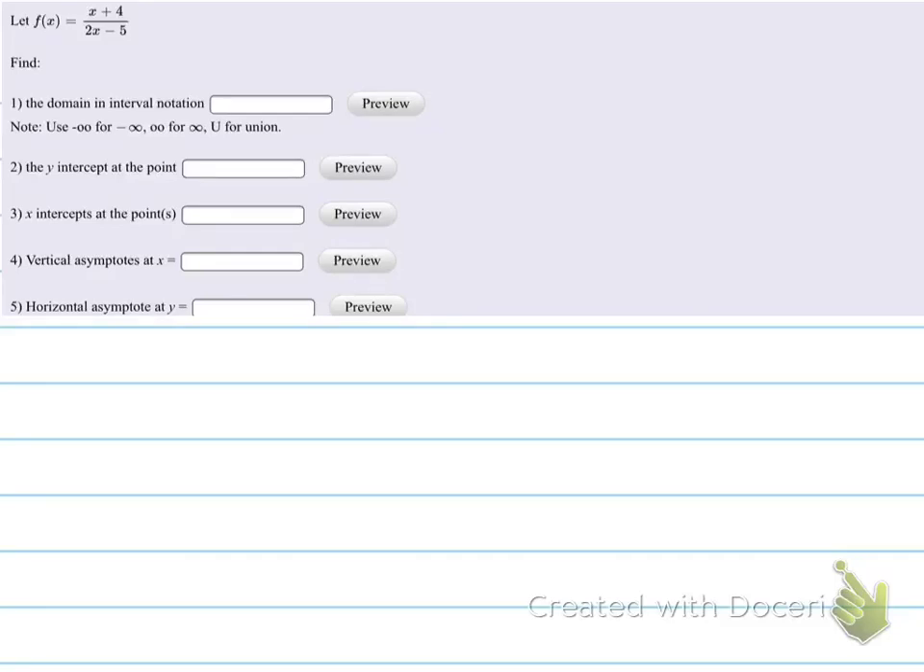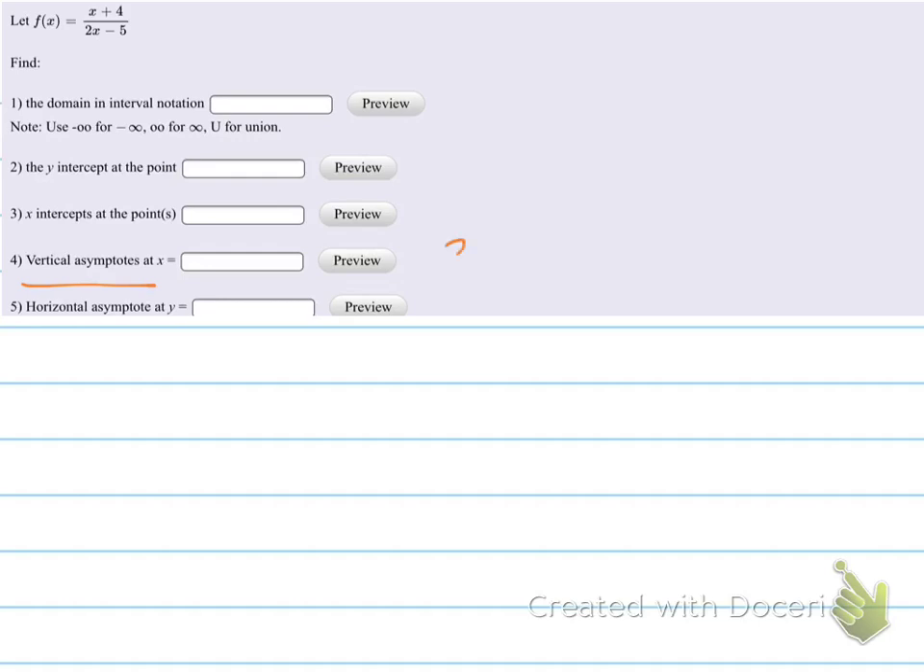Let f of x equal x plus 4 divided by 2x minus 5. Find the domain in interval notation. Again, the easiest way to find the domain is first to find the vertical asymptotes. So the vertical asymptotes are going to occur whenever the denominator of the function is 0.